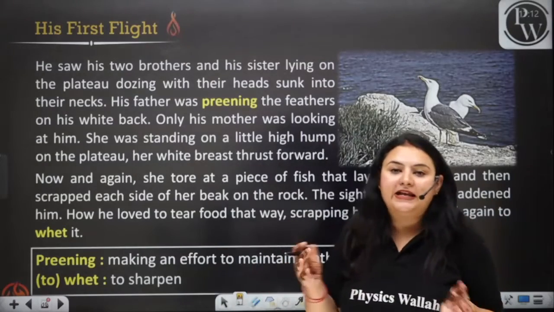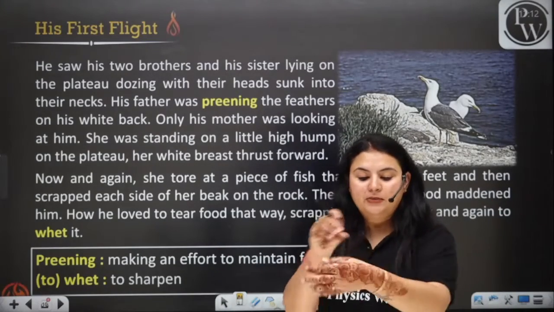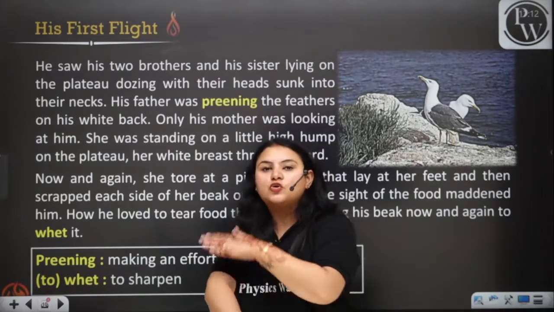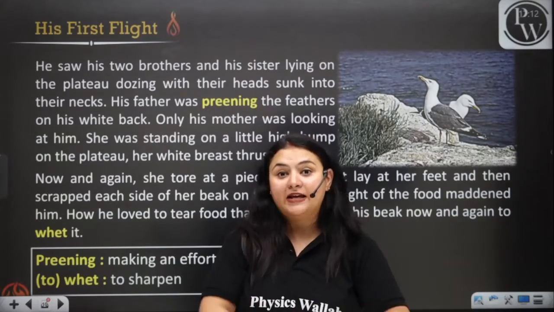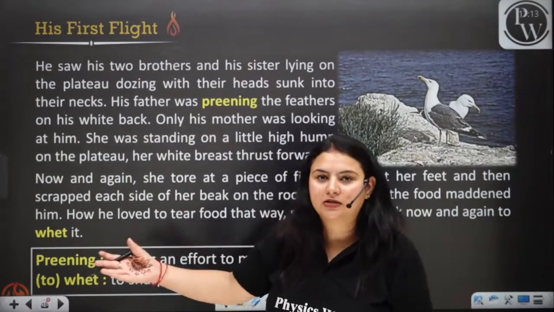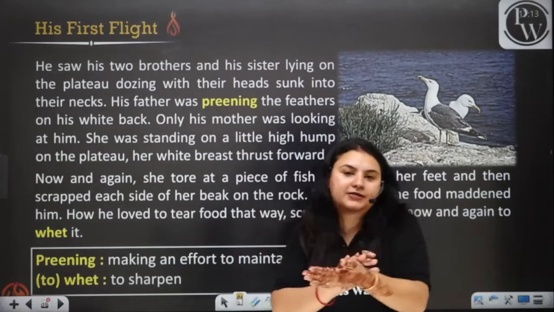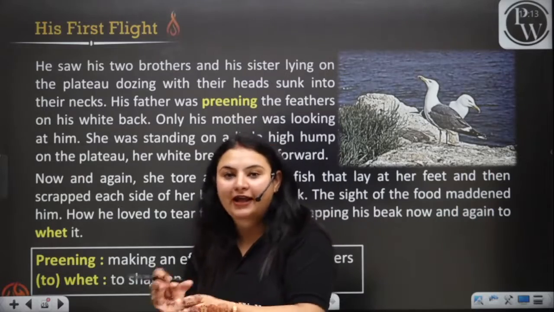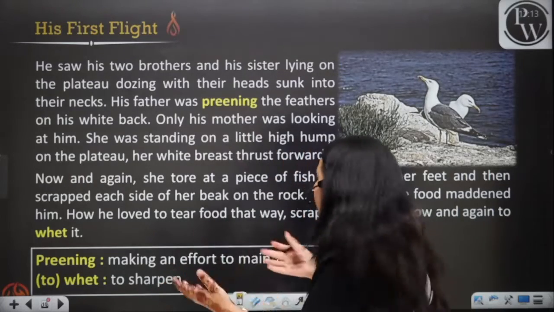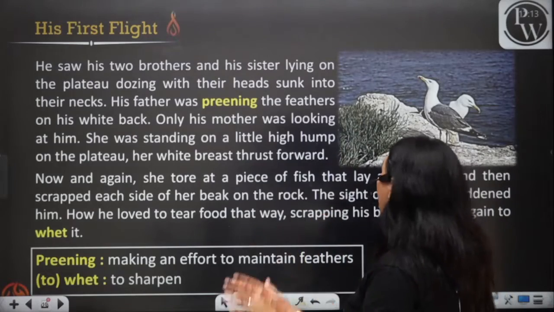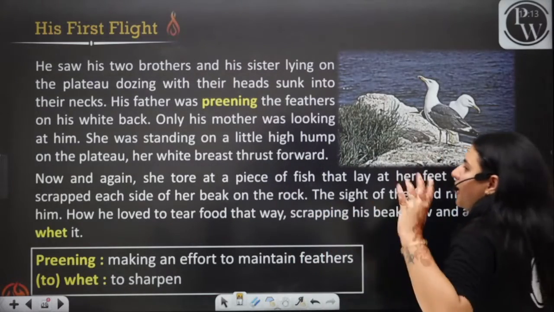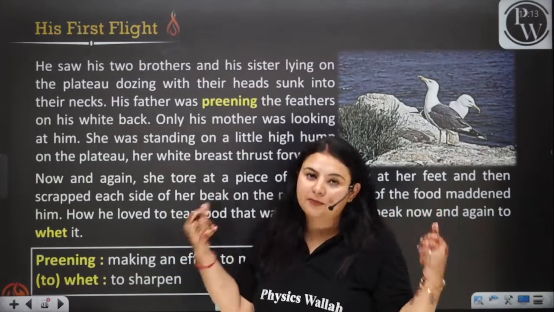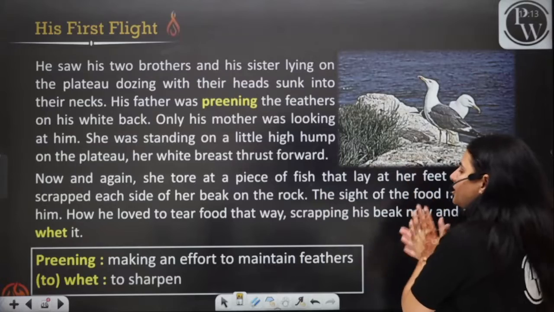His father was preening his feathers. What do you mean by preening? Preening means cleaning the feathers. It's an effort made by the birds to keep their wings clean. Like we take a bath, like we take care of ourselves and our skin, the birds also do that. They clean themselves constantly, cleaning their feathers. So this was what his father was doing. Only his mother was looking at him, obviously. Father was busy and siblings were also busy dozing off. But his mother was looking at him.